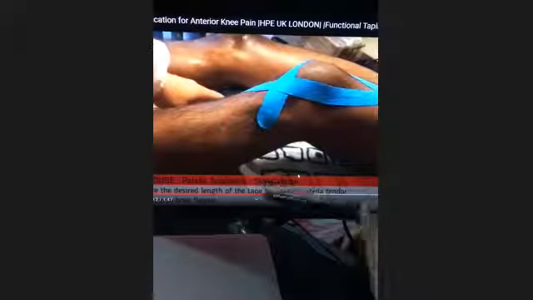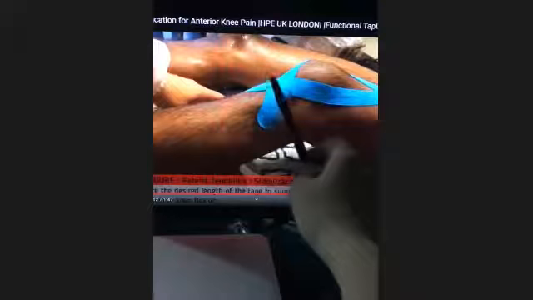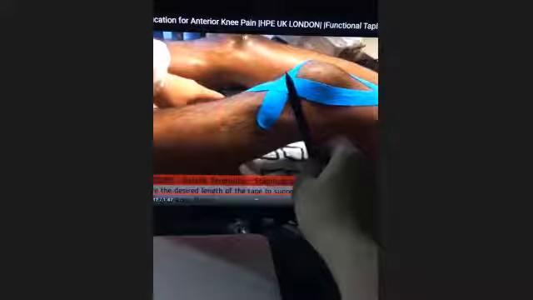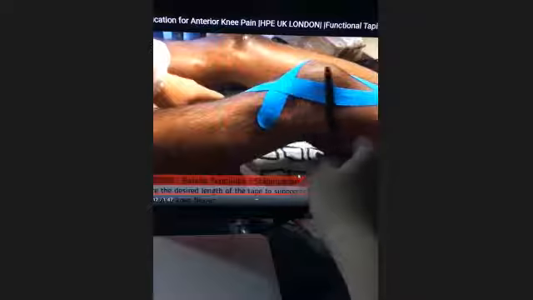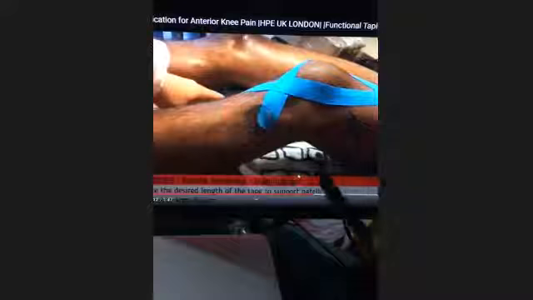For stability, to not let the inferior pole of the patella come into the patella tendon, we are going to thrust the patella tendon so that the tape will obstruct the movement of the inferior translation of the patella.